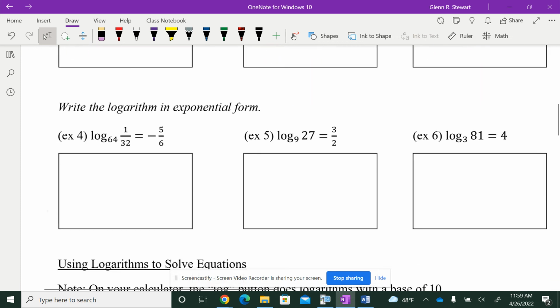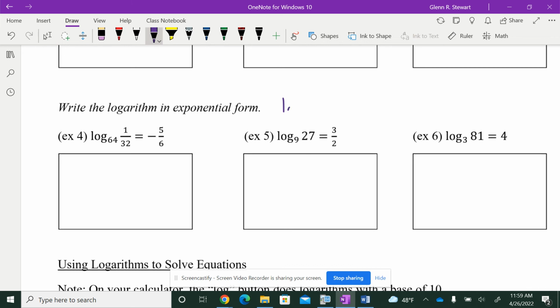All right, switching to now going from logarithmic form to exponential form. I'm going to rewrite the formulas that we had. We're switching over from logarithmic form. And again, you don't have to do this, but I like to label everything so I know what it is. So b, y, and x. And then I can plug it into my equation. So 1/32 is equal to 64 to the negative 5/6.